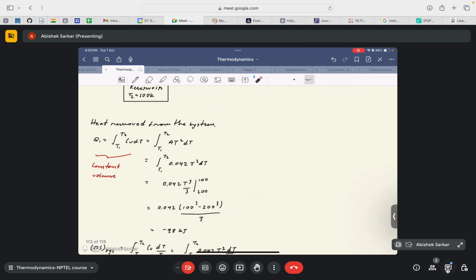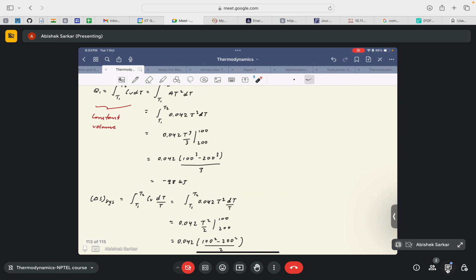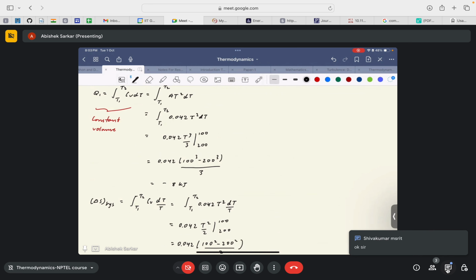So Q1 would be 0.042 times (100 cube minus 200 cube) by 3, which you will find out to be equal to 98 kilojoule. Okay, I'm sorry, it is actually 98 kilojoule.